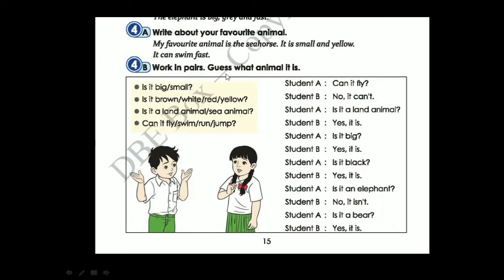So we guess. What animal is it? Is it big or small? And then is it brown, white, red, yellow? What color is it? And then is it a land animal or sea animal? And then can it fly or can it swim or can it run or can it jump?